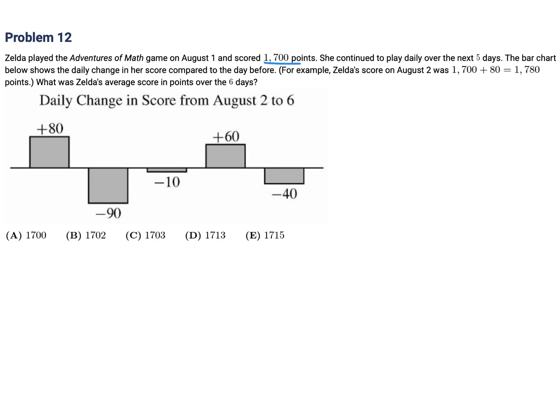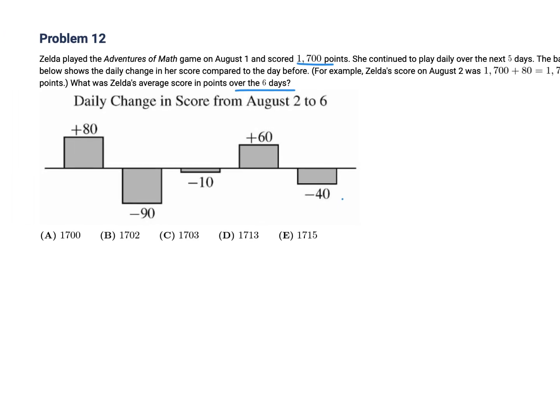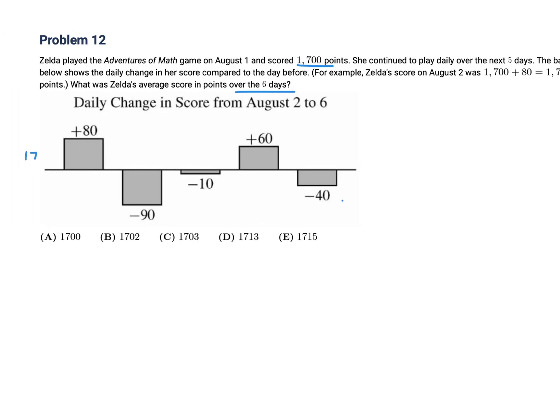Wait, hold on. Let me backtrack here. August 1st is 1,700. And then the next 5 days. So then they want the average. Oh, okay. So we have to include that 1,700. Okay, I got it. So 1,700 is the August 1st. And then we go to the next 5 days. Okay, plus 80. So that means 1,700 plus 80. So on this day, it would be 1,780.